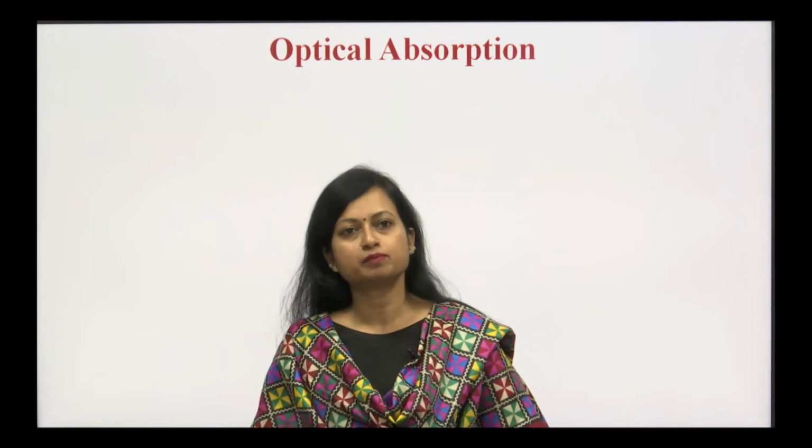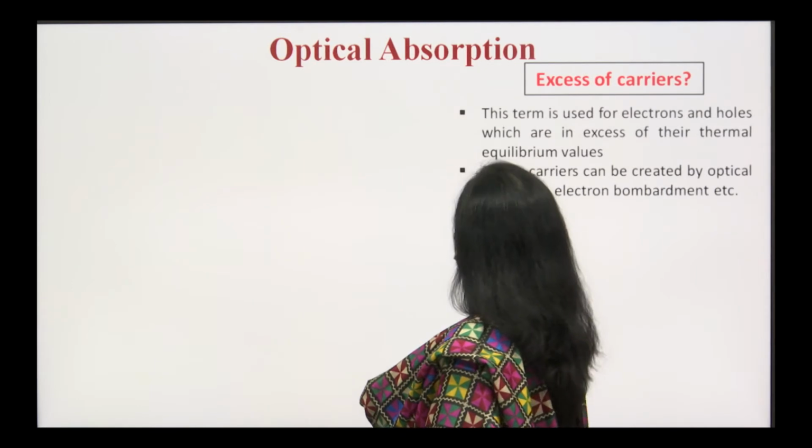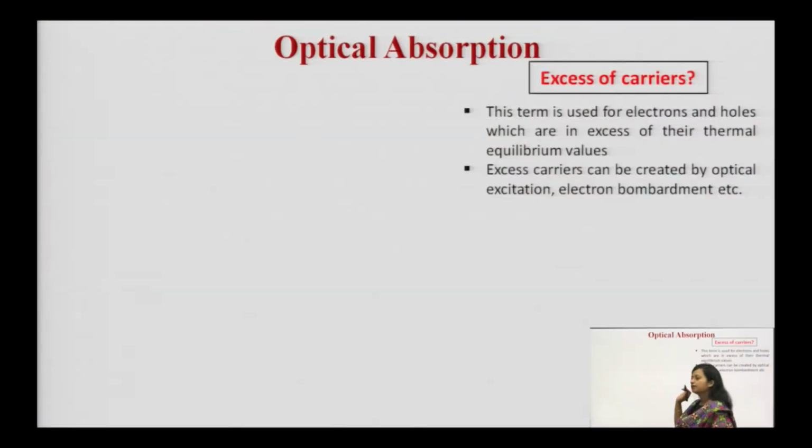What is optical absorption and how do we define it? Before starting this, you must understand the term excess carriers. You have studied this term a number of times when studying devices. What do we mean by this? Excess carriers, this term is used for electrons and holes. In the case of semiconductors, what are the carriers? The charge carriers are electrons and holes.